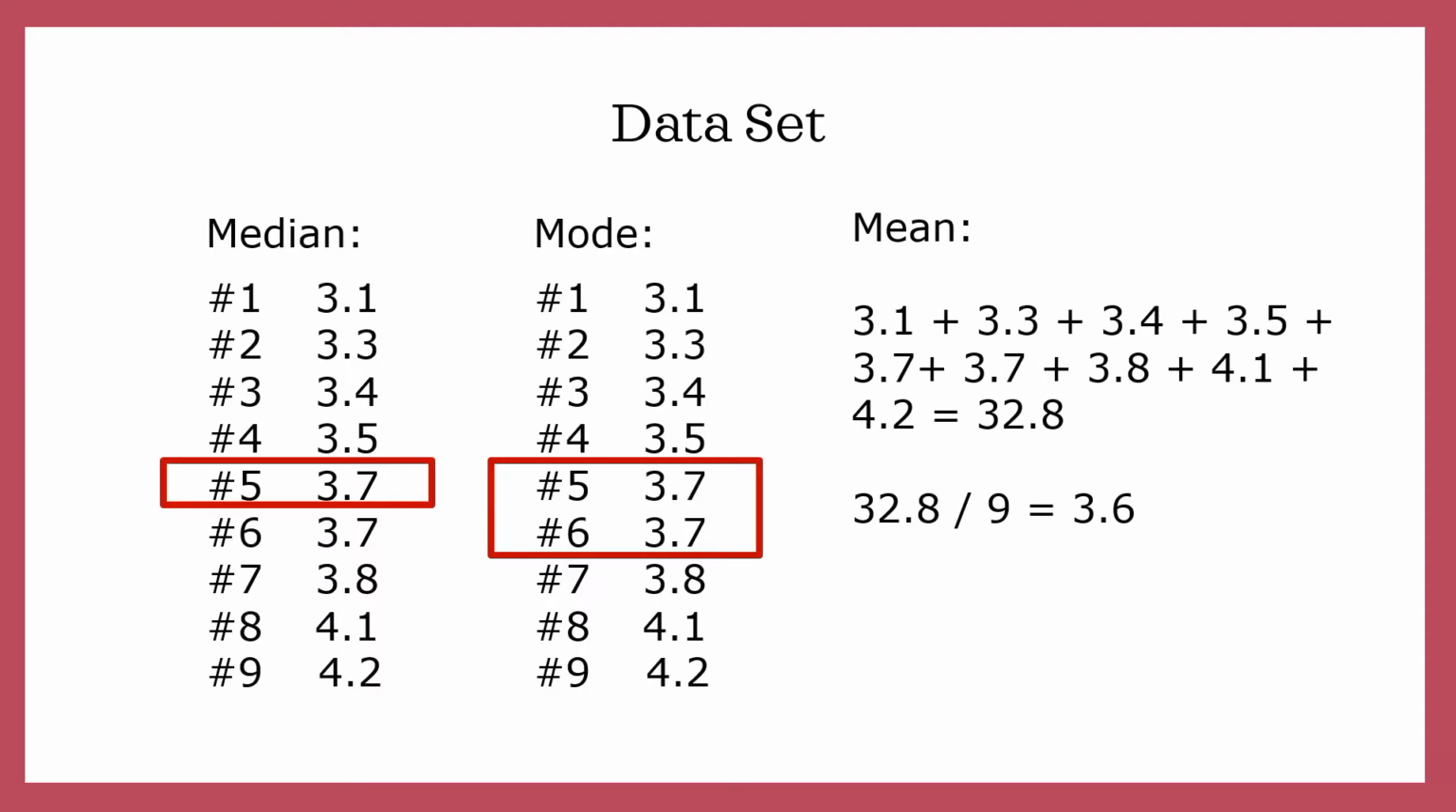Now, the median of my data set is 3.7. I have them in order. I have 4 above, 4 below. The median one is 3.7. The mode is the one that shows up the most, and this one, 3.7, shows up the most. So the mode is 3.7. And the mean, or the average, is the sum of all of them divided by the number of data points. And then you get your mean, or your average, 3.6.